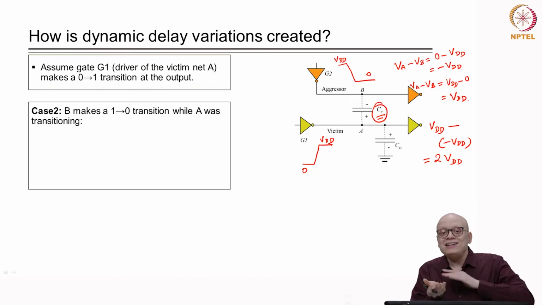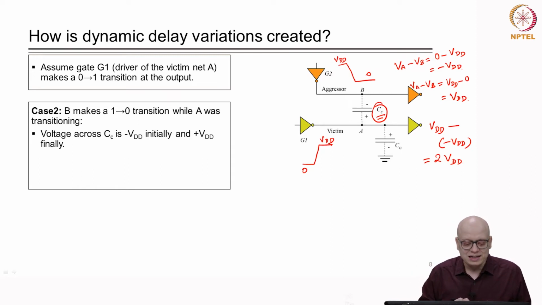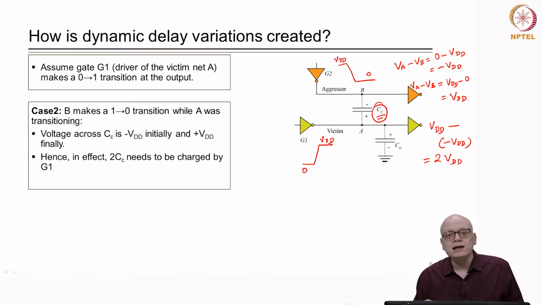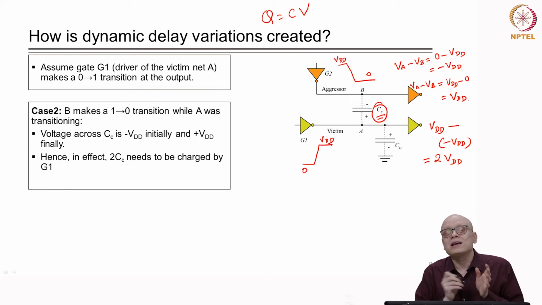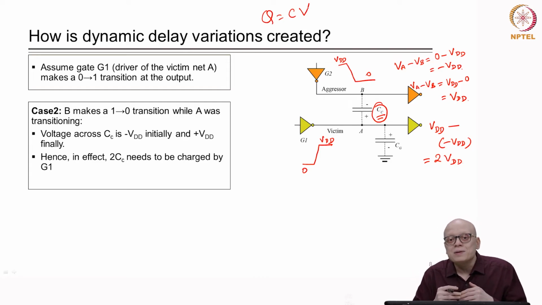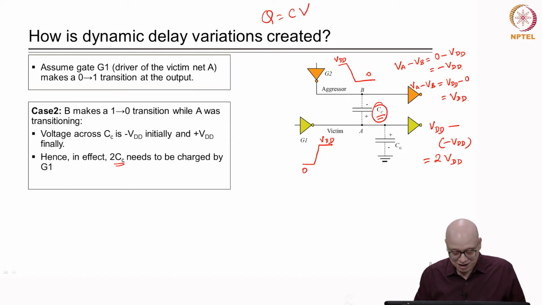So, what is happening? The polarity of the voltage across the capacitor Cc is changing, therefore we are seeing 2 times the voltage change. The voltage across Cc is minus VDD initially and plus VDD finally, hence in effect 2 Cc needs to be charged by G1. Charge Q is equal to CV, voltage times capacitance. So instead of thinking of a 2 times voltage change, we can think that it is charging twice the capacitor, that is, 2 Cc is being charged.